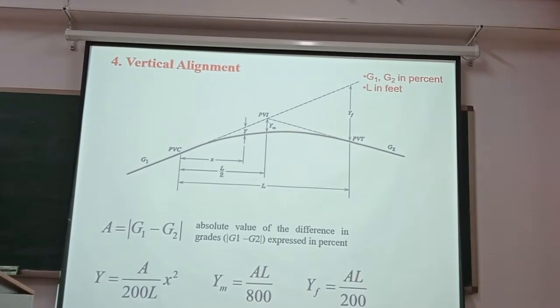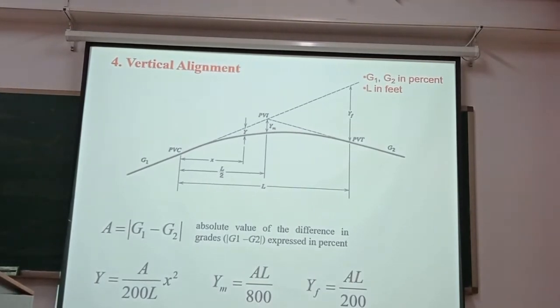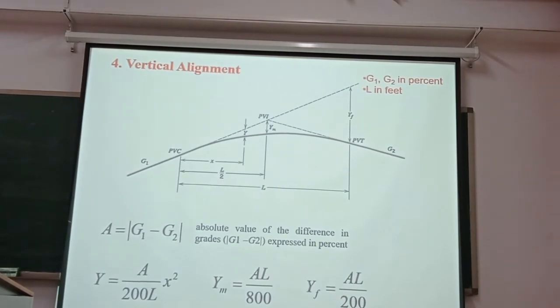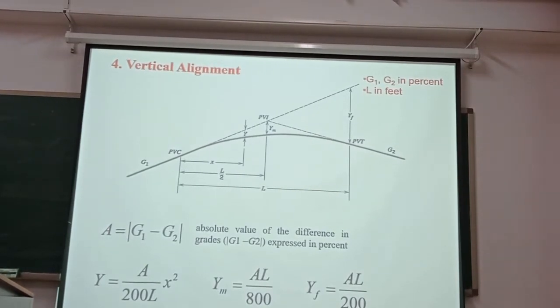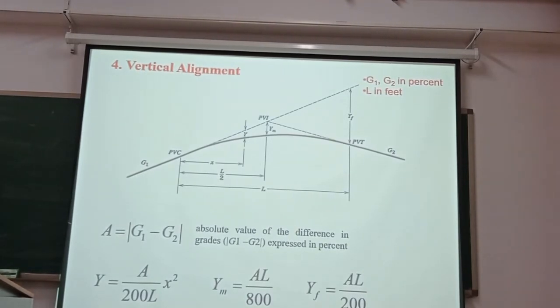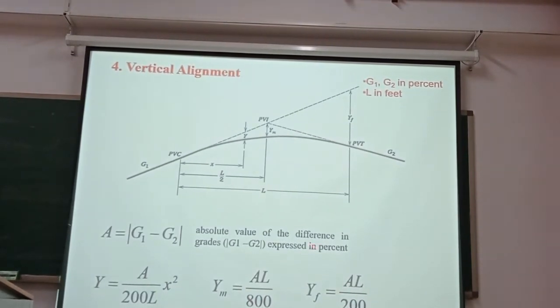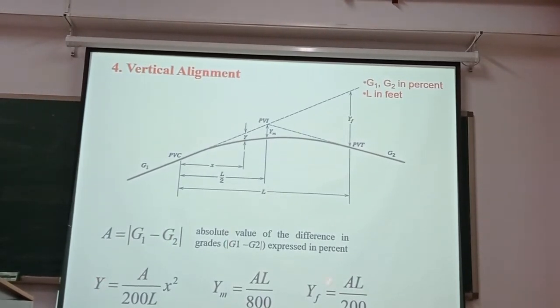So, the question: these figures 200, 800, and 200, are they fixed figures? Yes, they are fixed, so we should not change them. It's 200, 800, and 200. So when we know L and then G1 and G2, we can get Y, Ym, and Yf.